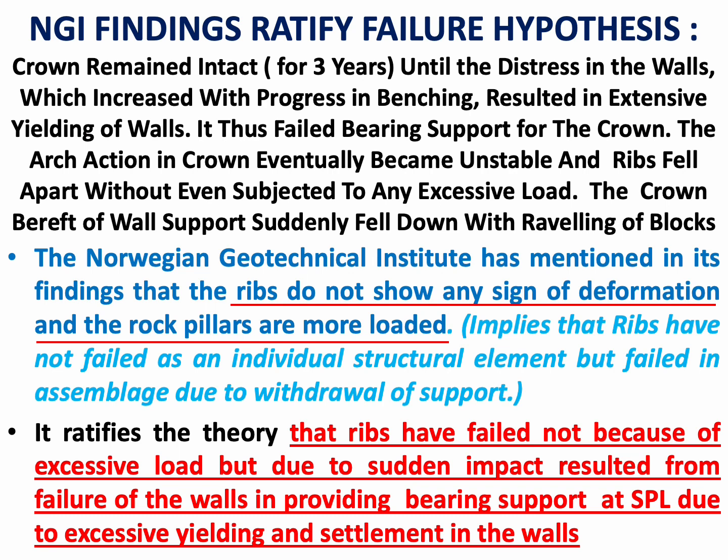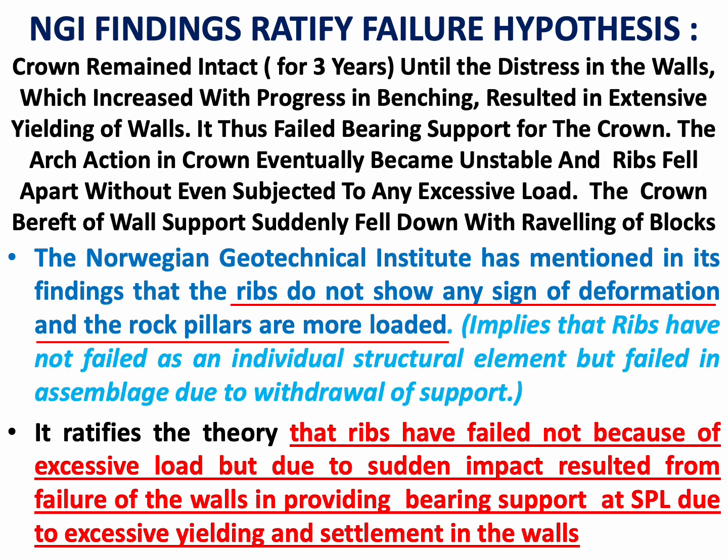The crown remained intact for 3 years, until the distress in the walls, which increased with progress in benching, resulted in extensive yielding of the walls. It thus failed in providing bearing support for the crown. The arch section in the crown eventually became unstable and the ribs fell apart without even being subjected to any excessive load. The crown, bereft of the wall support, suddenly fell down with the raveling of blocks.